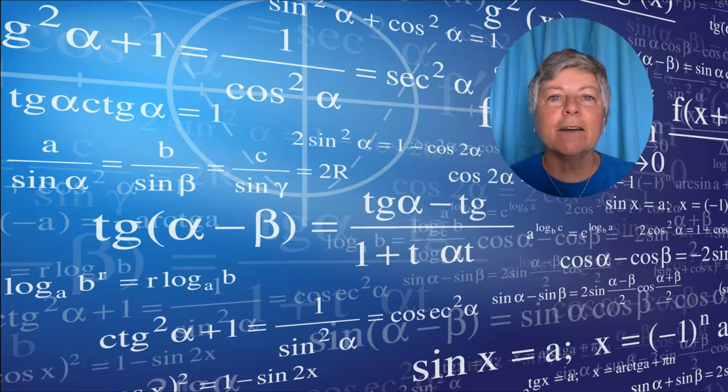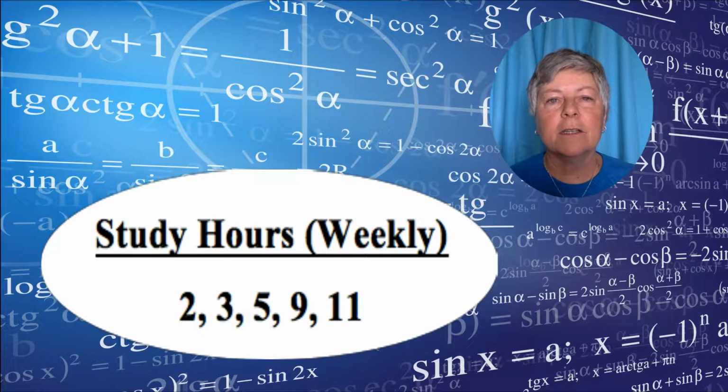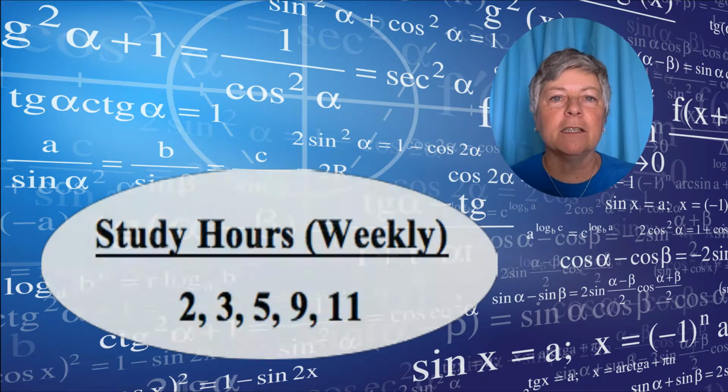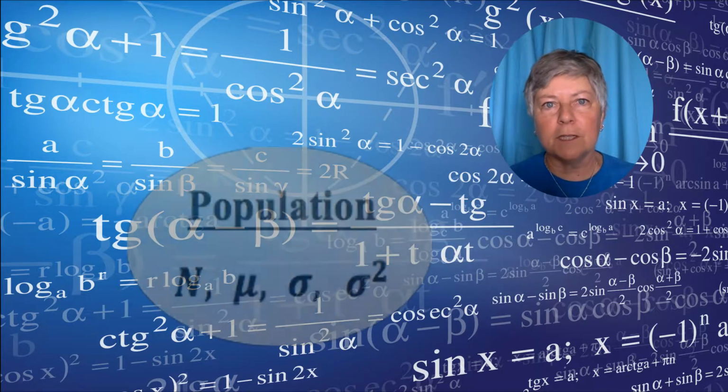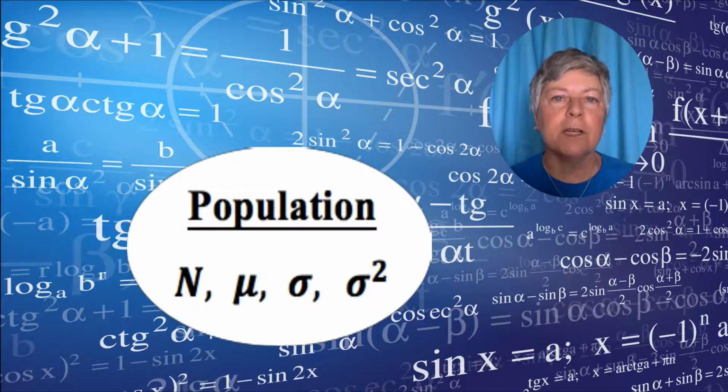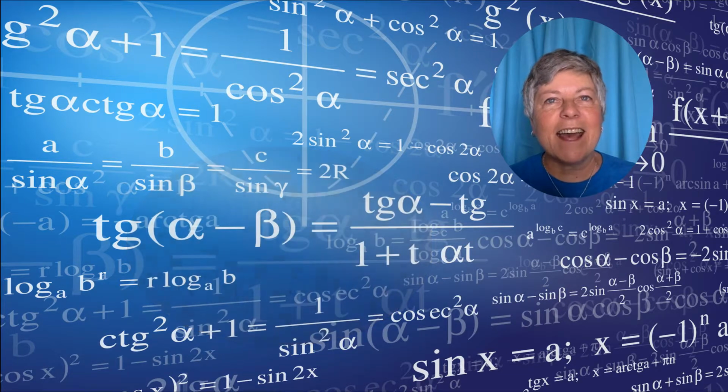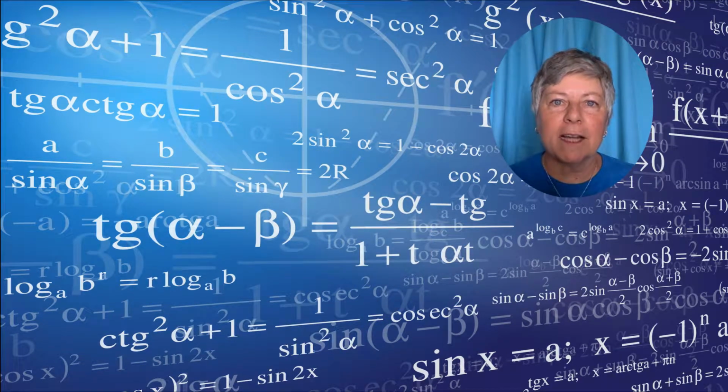So let's say I have a small data set of 5 items, and those 5 items are my students and their weekly study hours. Now, if I only have 5 students, and that's a whole population, I'm going to be using a capital N for the number of items, the Greek letter mu for the mean or average, the Greek letter sigma for the standard deviation, and sigma squared for the variance. But let's say that's just a small portion of the students that I have.